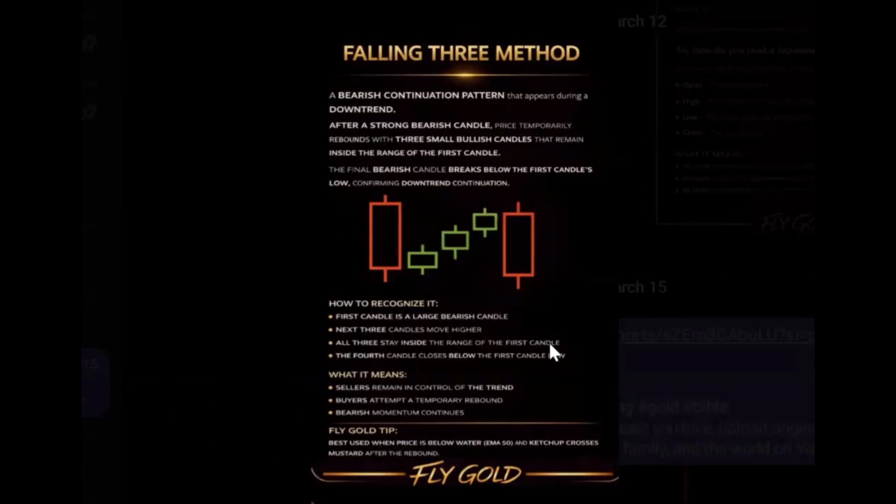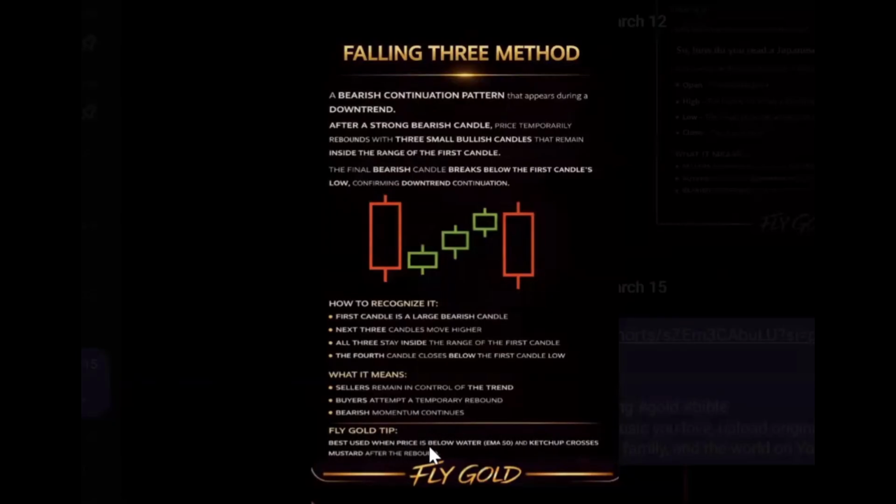All 3 candles stay inside the range of the first. The 4th candle closes below the first candle low. So this comes and just takes out the low of all of these candles. It means that sellers are in control of the trend. Buyers attempt a temporary rebound and bearish momentum continues. So the sell takes over.